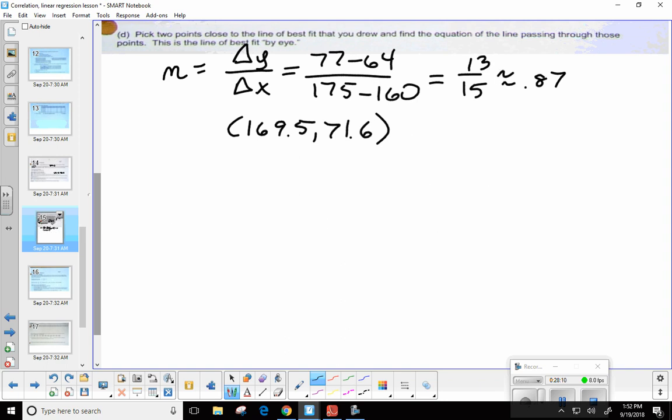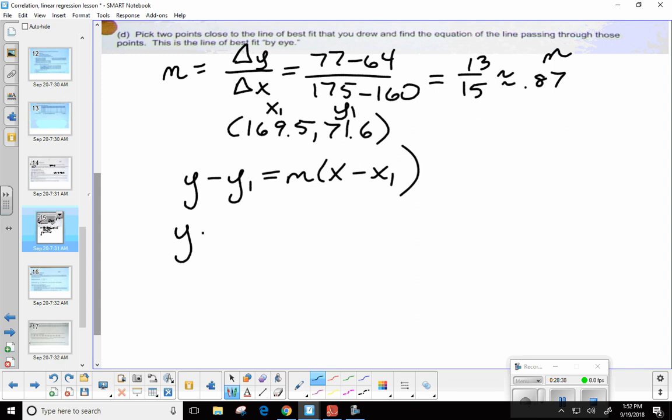So we're going to use point slope, and Eli, what is that? Y minus y1 equals m times x minus x1. Yes. Okay. So here's my x1, my y1 values. We've got my slope. Well, all I need to do is plug in and then just manipulate the equation until I get the form that I'm looking for. Okay, so y minus y1. So that would be y minus 71.6 equals m, 0.87, times x minus x1, x minus 169.5.